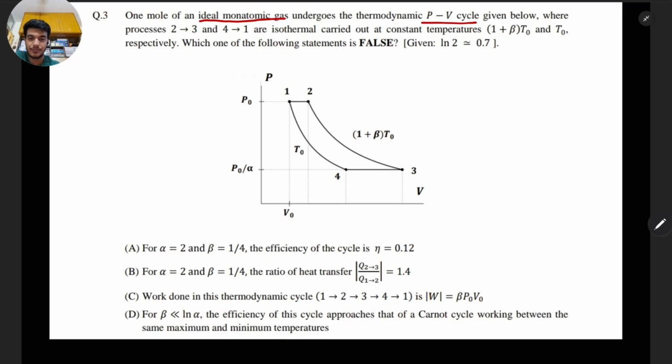where processes 2 to 3 and 4 to 1 are isothermal. We can see at constant temperatures T0 and (1 plus beta) T0. Which one of the following statements is false? Very important, false.